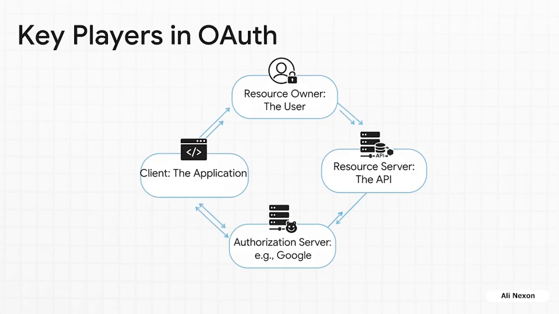And to get how this works, you just need to know the cast of characters. There's you, the user. You're the resource owner. There's your Next.js app. That's the client. Then there's the big player like Google. That's the authorization server. And finally, the API where the actual data is stored is the resource server. It's a carefully choreographed dance between these 4 to keep things secure.